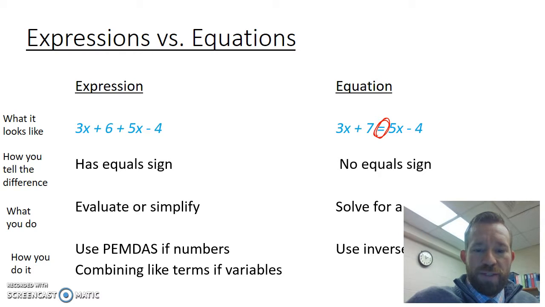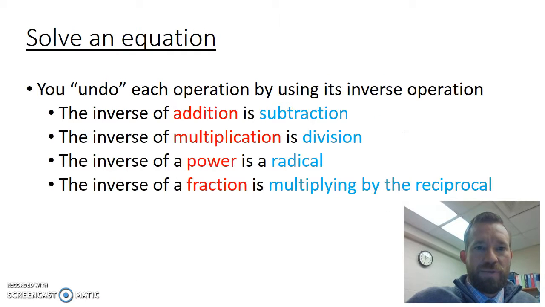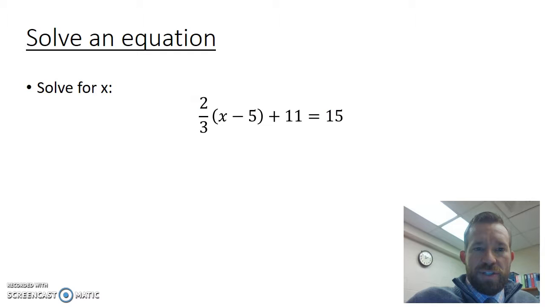You've probably done this before, but these are the ways to deal with this. What we talk about is inverse operations. So the inverse of addition is subtraction, inverse of multiplication is division, and etc. Every operation has an inverse, and so we just undo.